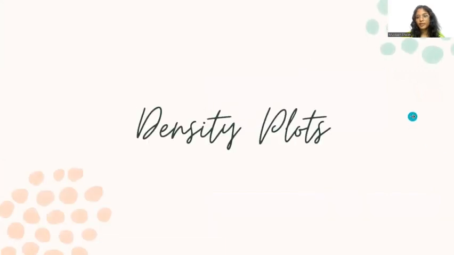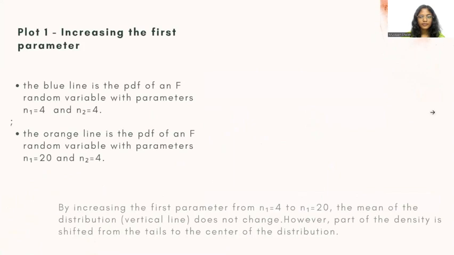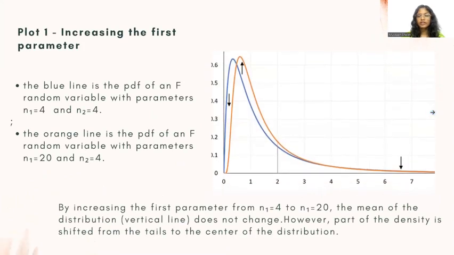Let's see some density plots. Plot 1, increasing the first parameter. As you know, there are 2 parameters. So let's see by increasing the first one. The blue line here is the probability density function of the F random variable with the parameters n1 equals 4 and n2 equals 4.